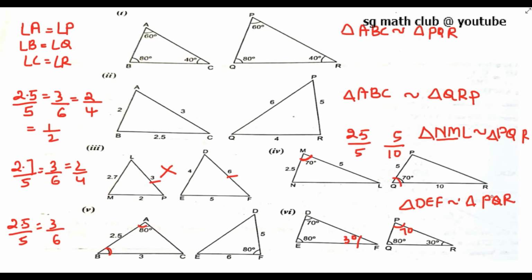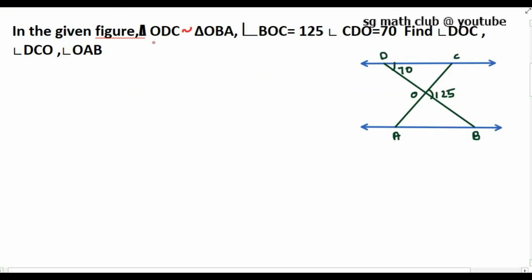In the figure, they have given that triangle ODC is similar to triangle OBA. That means the angle O will be equal, D will be equal to B because they have given similar, and this angle C will be equal to A. Since they have given similar, the corresponding angles will be equal.